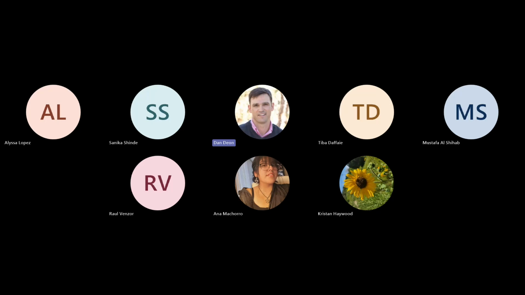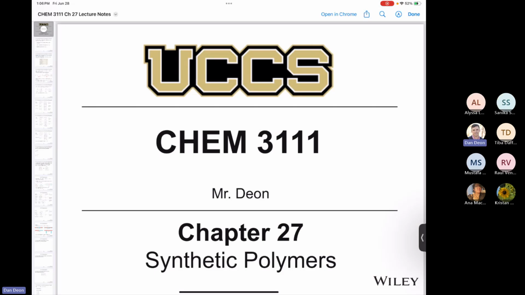Cationic addition and anionic addition. That's where we're going to start. That's like some of the most important things that you have to know in chapter 27.